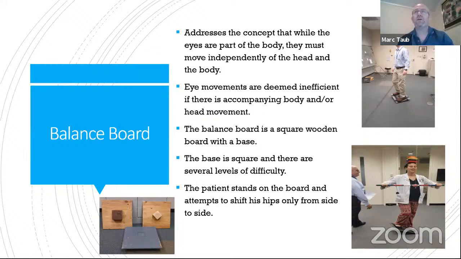So if you imagine the body as three triangles, the head is one, the legs to the waist is another, and then your torso in the middle is the third. So this is really aiming at working on those eye movements. So you can see in the lower left here, you've got balance boards with different square bottoms. So some are smaller, some are larger. Certainly the larger they are, the easier it's going to be. The smaller squares, and I've even seen some with rounded edges, are really hard. It takes a lot of balance.